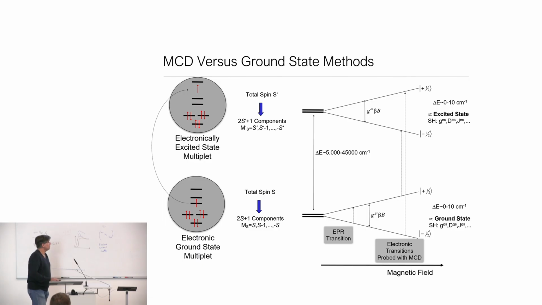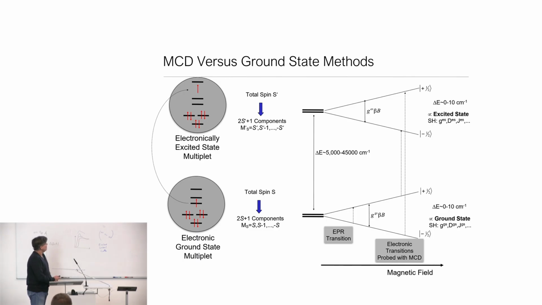So I've already shown you that picture, but in order to drive home what's happening physically, yeah? So we have the electronic ground state multiplet, and that has all of the magnetic sublevels of the ground state, and if it's non-degenerate, these are the 2S plus 1 components of a ground state with a total spin of S. And then you have all of these electronically excited states that you also probe in absorption spectroscopy, and they have a spin S prime, and that means they have 2S prime plus 1 components, and they're all there.